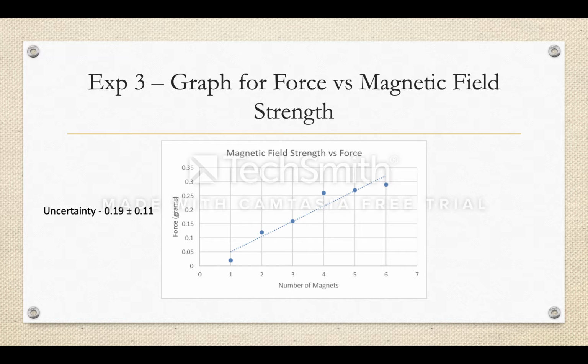The proportionality expression that represents the relationship between magnetic force and magnetic field is F proportional to B, where B is the magnetic field strength in Tesla.